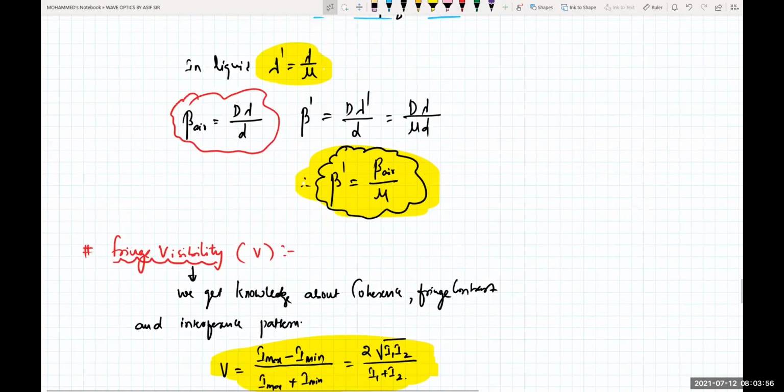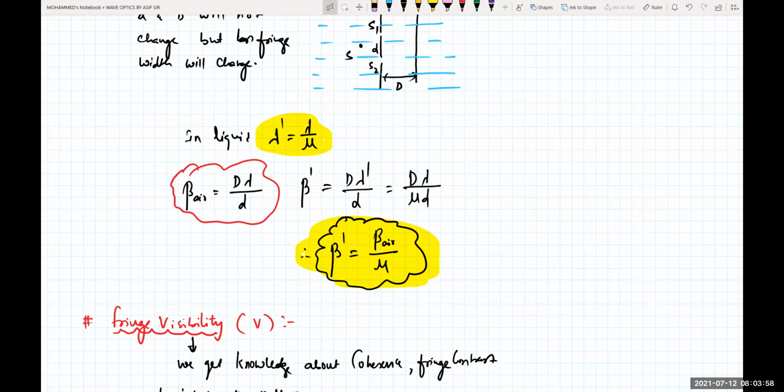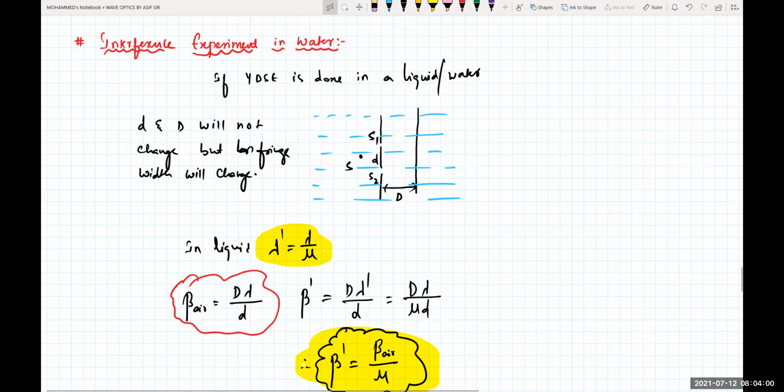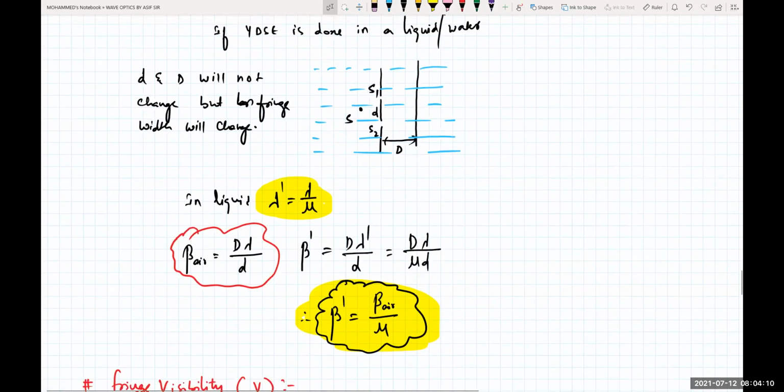What happens when YDSE is done in water? In this experiment, the distance between slit and screen will always remain the same, that is capital D. The distance between S1 and S2 also will remain the same, that is small d. But the only thing that changes is the wavelength. From the ray optics chapter we know lambda dash is equal to lambda by mu. You need to remember this. This will be coming in the ray optics chapter. That is, mu is equal to lambda, the wavelength in vacuum, divided by lambda dash, the wavelength in water or in the medium.